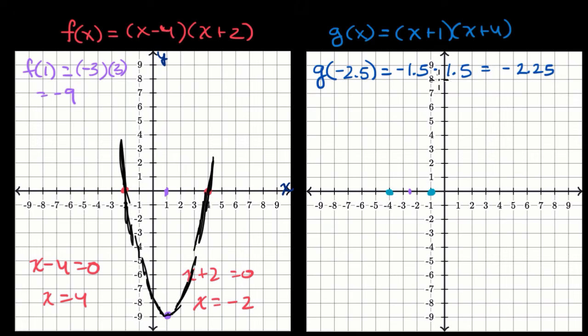You might recognize 15 times 15 is 225. That's how I did it. Or I guess you could get a calculator out or something like that. So the point, the vertex, is at negative 2.5 and then negative 2.25, which is right about there. So the function g of x is going to look something like this. Something like that. And we are done.